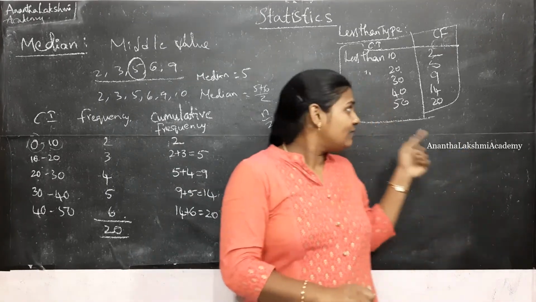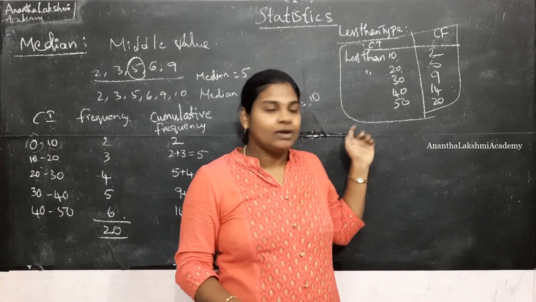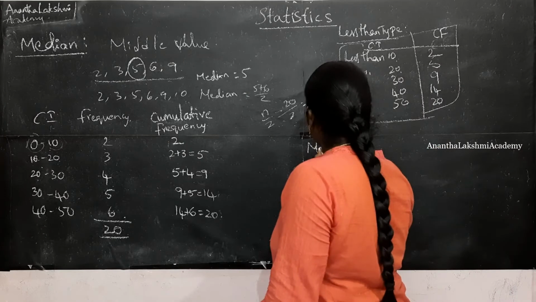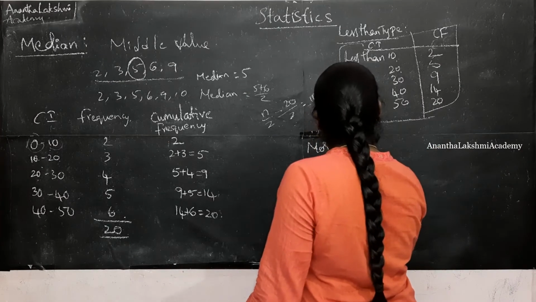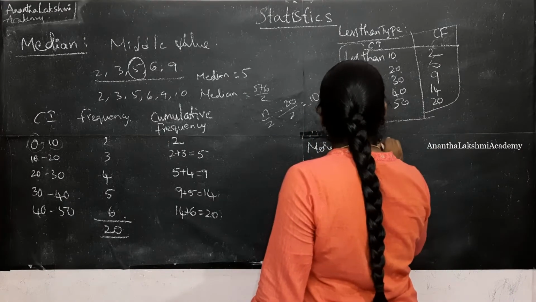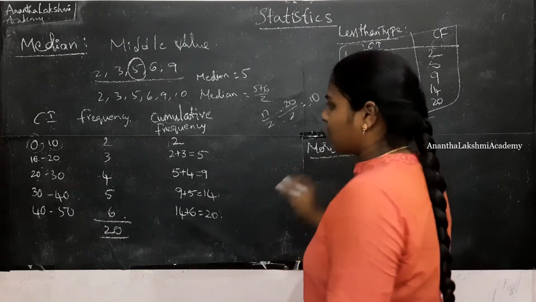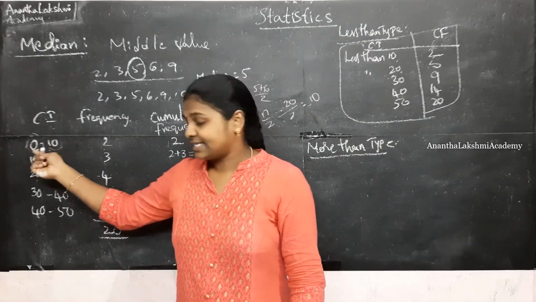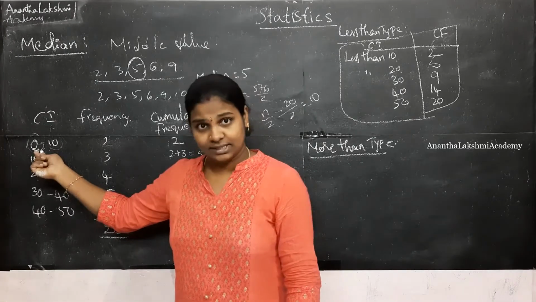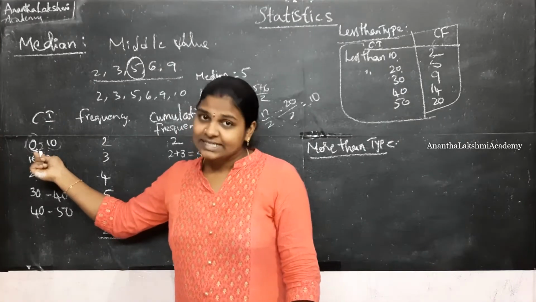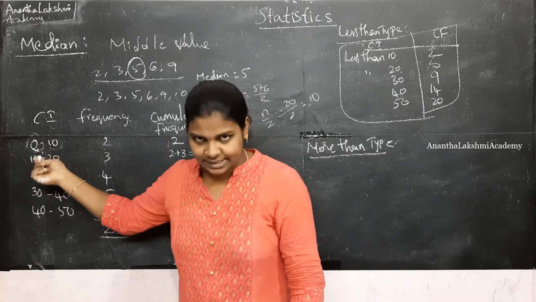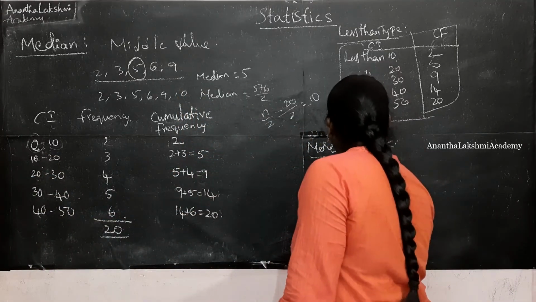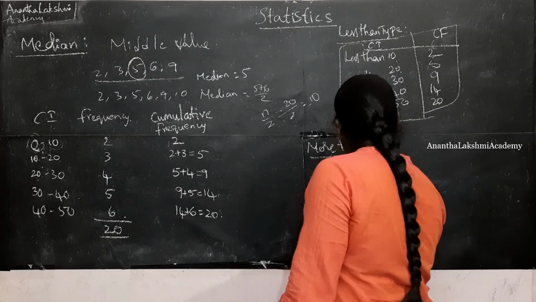Okay, now that we got to know less than type, now let us figure out the more than type of cumulative frequency. Now, if you look at the lower boundary of this, can I say it as more than 0? Yes. Now, I am going to write the class interval as more than 0.